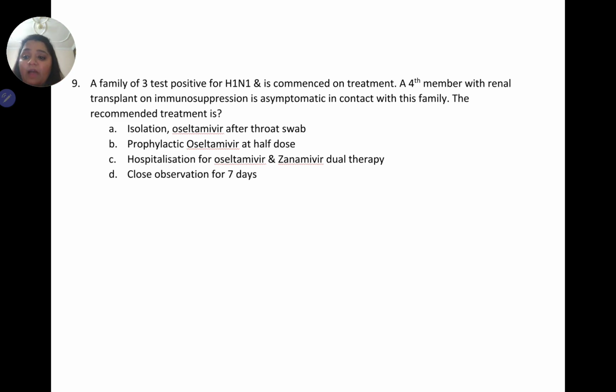Next question, a family of 3 test positive for H1N1 and is commenced on treatment. A 4th member with renal transplant on immunosuppression is asymptomatic and is in contact with the family. The recommended treatment is, so whenever we are dealing with influenza in a transplant or immunocompromised host with a renal transplant, ideally you have to give the seasonal annual influenza vaccine, that is the recommendation.